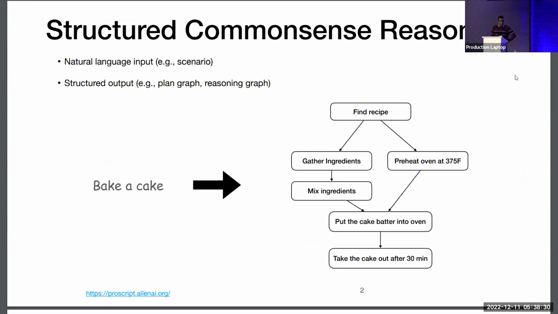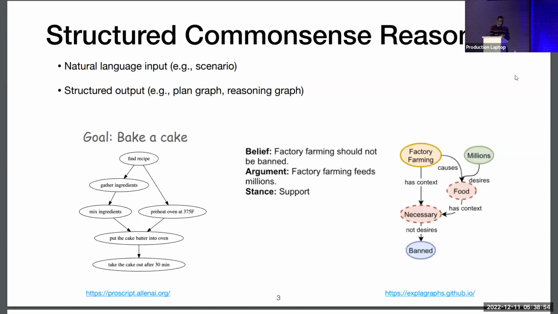So the kind of problems we want to solve are structured commonsense reasoning, right? We are given something like bake a cake, a scenario, and we want to generate a graph to bake a cake. Each node in the graph is an event. Find recipe, gather ingredients, mix ingredients, preheat oven, and so on, right? So we want to generate a structure. That's one example. This is from ProScript. And we have other datasets like explanation graph generation, where you are given some belief and arguments and you want to generate a graph that argues for or against it. Cool. So those are the kinds of problems we are interested in.